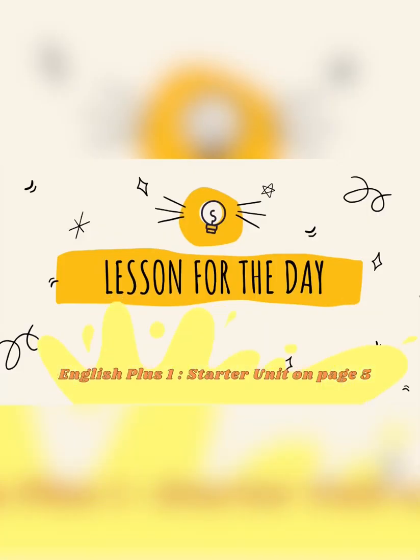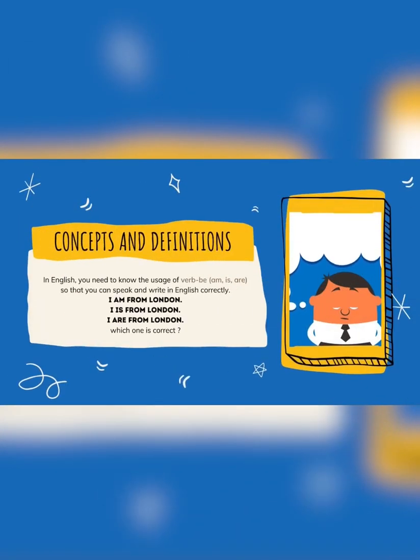Can refer to the lesson for the day in English Plus 1 starter unit on page 5. In this topic, we are going to look through 3 things. Number 1, we are going to look through the verb be of am not, is, isn't, are, aren't, so that you can speak and write well in English.